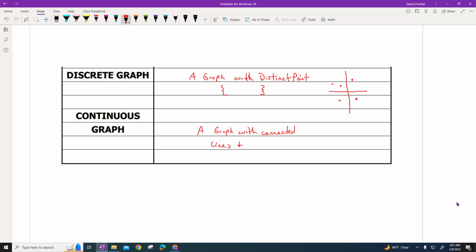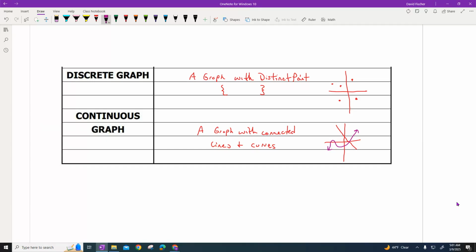A continuous graph is a graph with connected lines. And I won't even put in curves. Who cares if it's not a straight line? And so my example over here is going to be something like, you could have a linear line, something like this, but it also could be a curved line. It's connected dots.